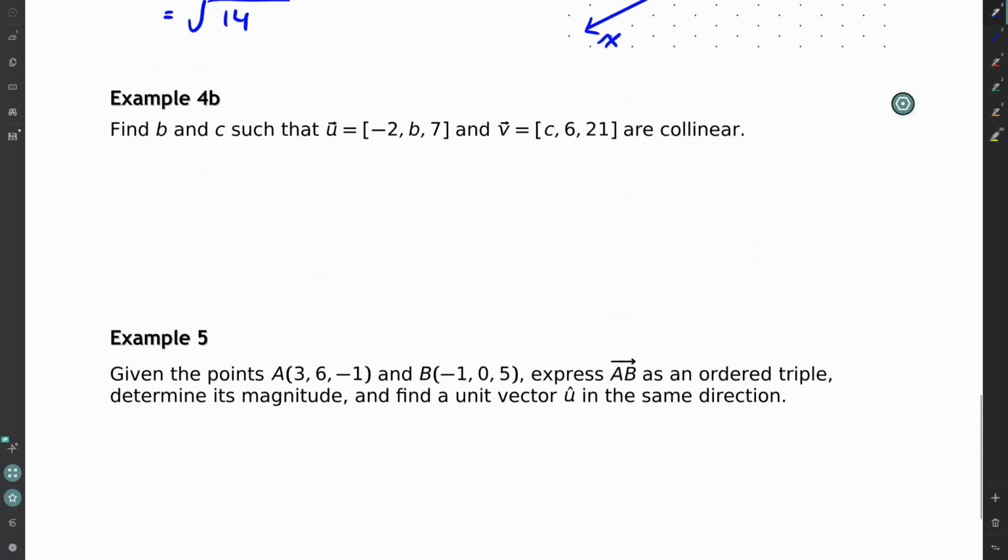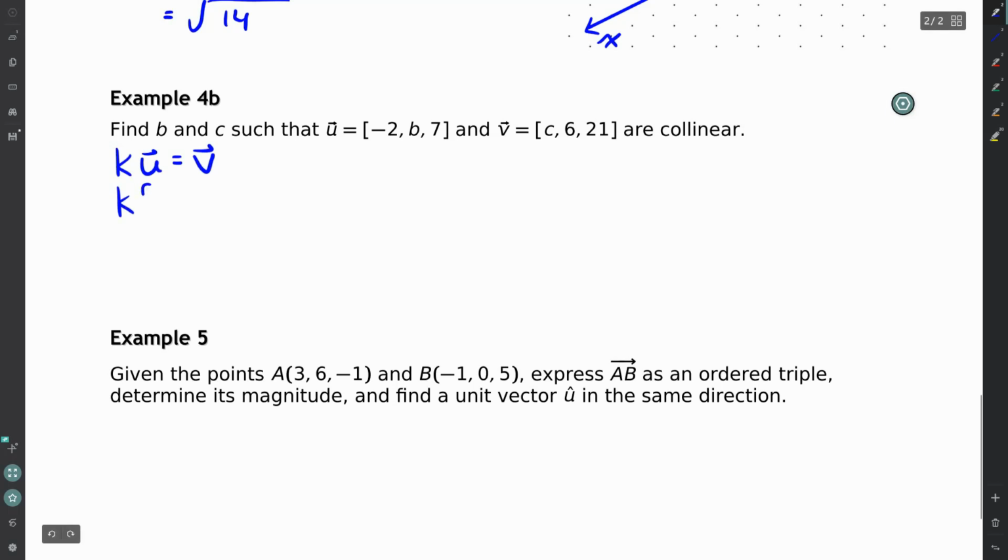So in example 4, we have two vectors with unknown components in them, and we're asked to find values for those components that will make the two vectors collinear. Collinear is just another way of saying that the vectors are scalar multiples of each other. So we're going to have some k times vector u that's going to give us vector v. And the reason I'm choosing the scalar to multiply vector u is because vector v looks like it's bigger.